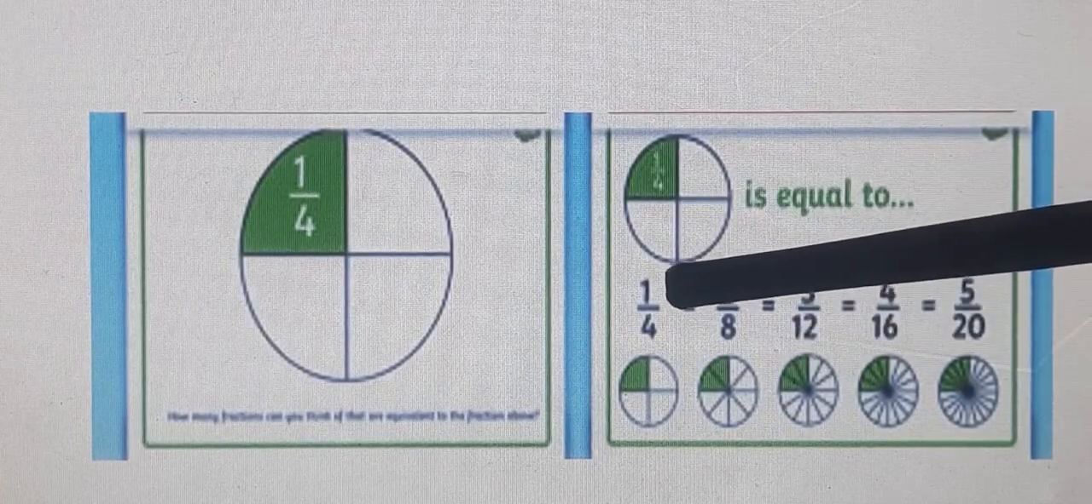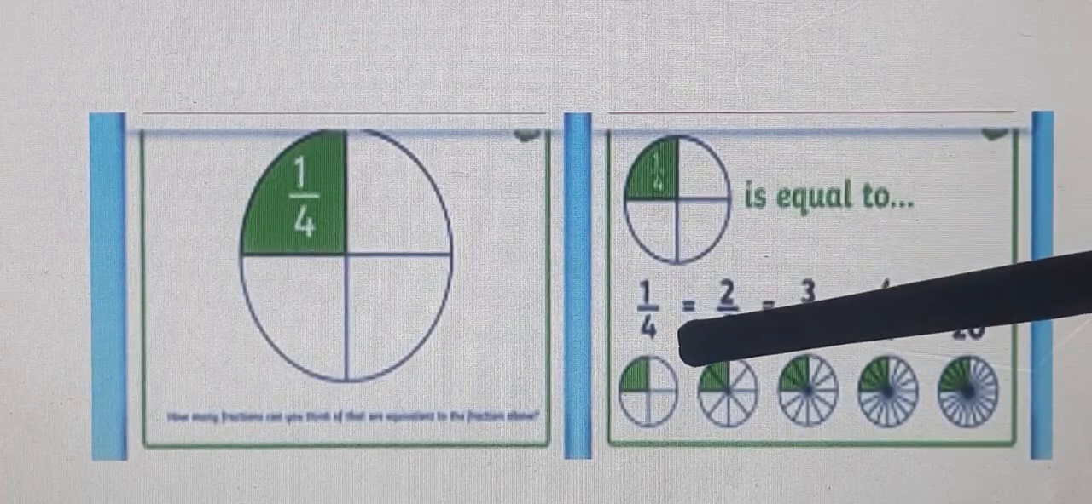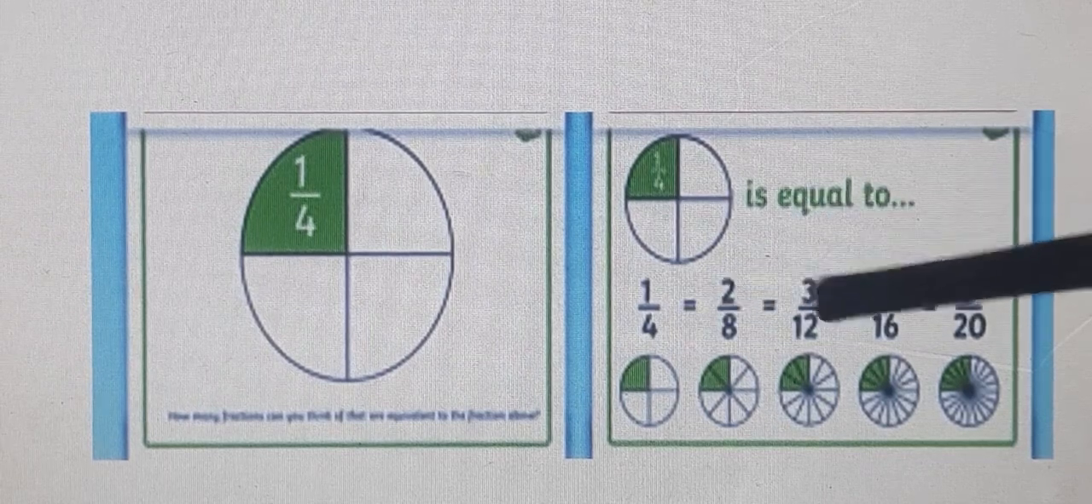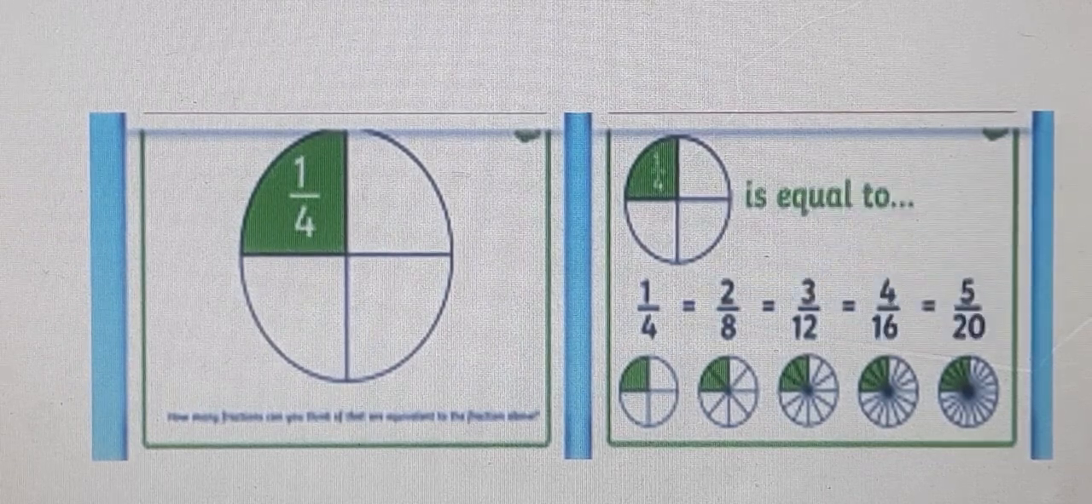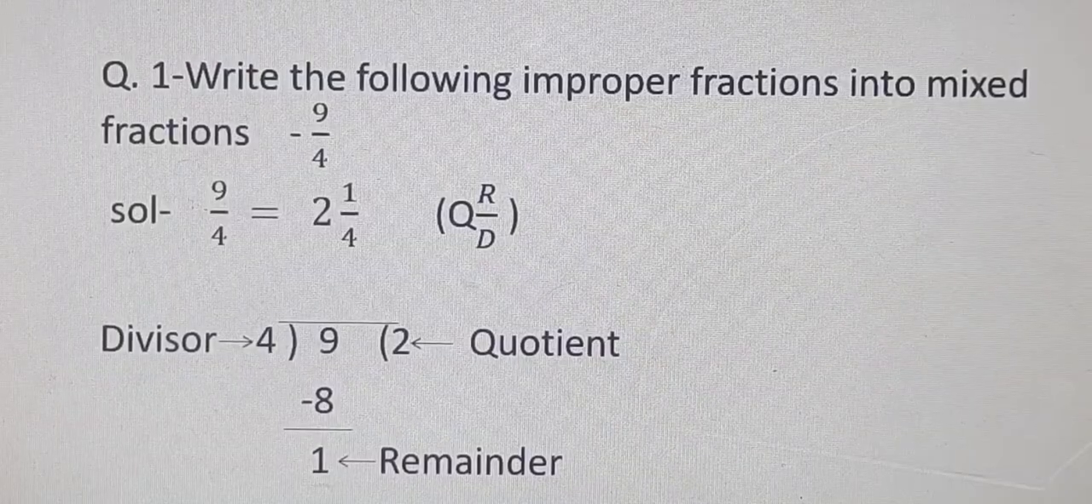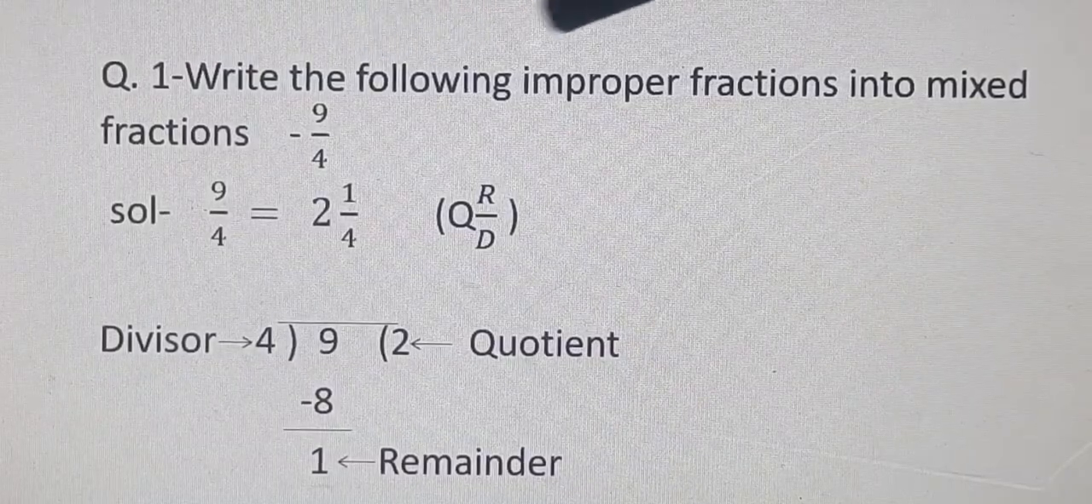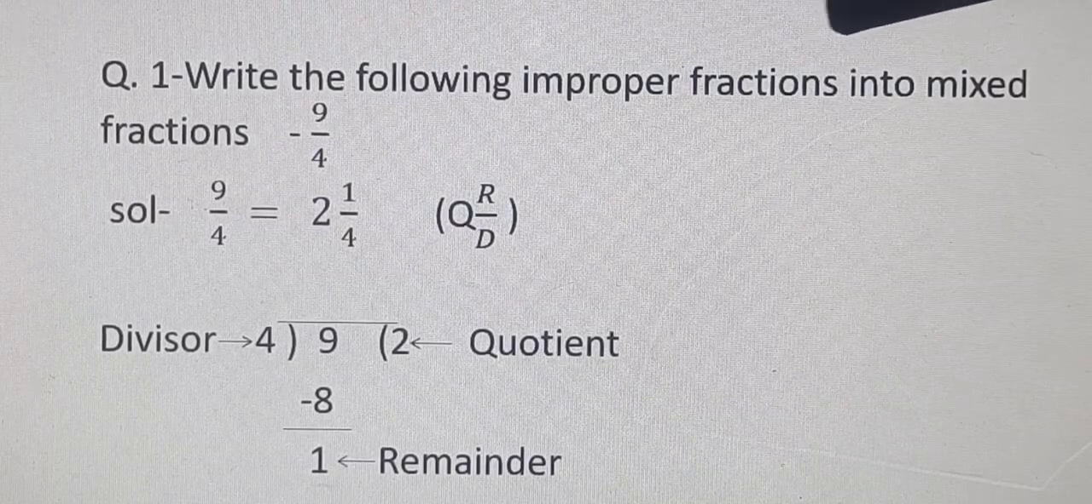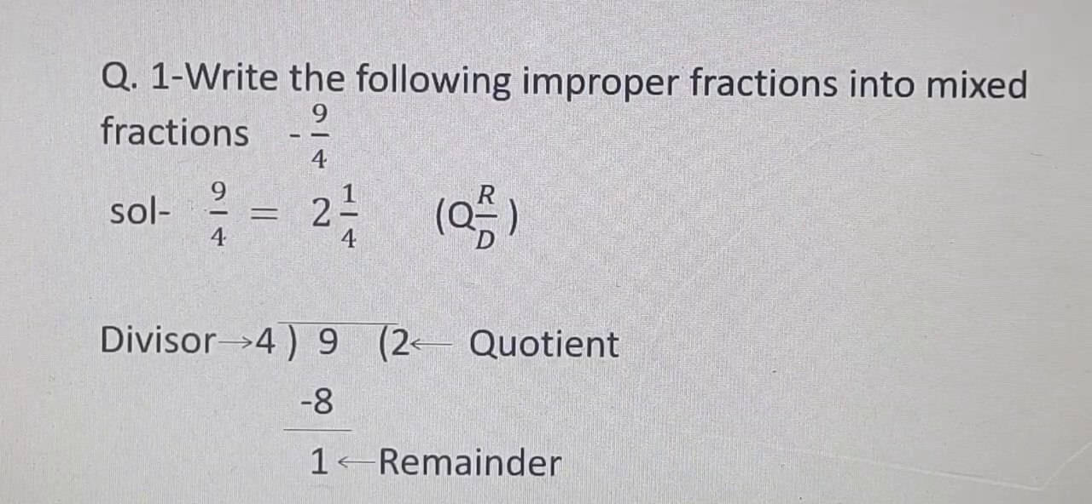If we are multiplying numerator with 3 and denominator with 3, then we will get 3 upon 12. So in this way we can find out the equivalent fractions. Now let's start our practice questions. Write the following improper fractions into mixed fractions.